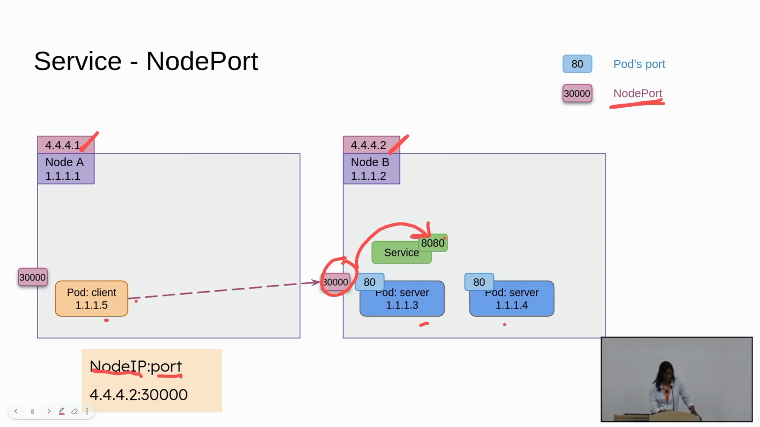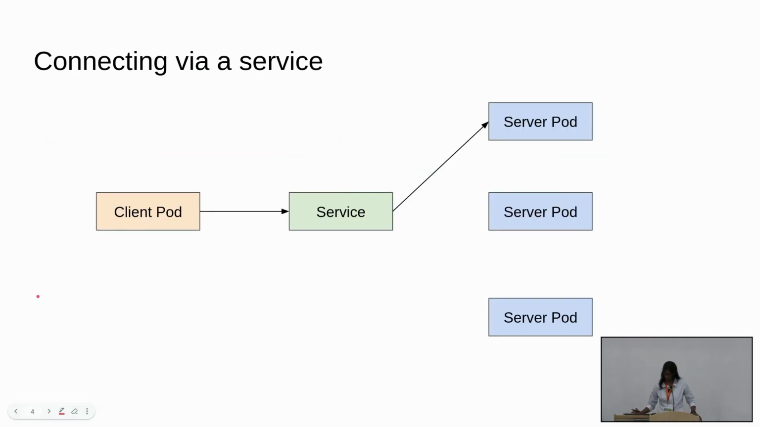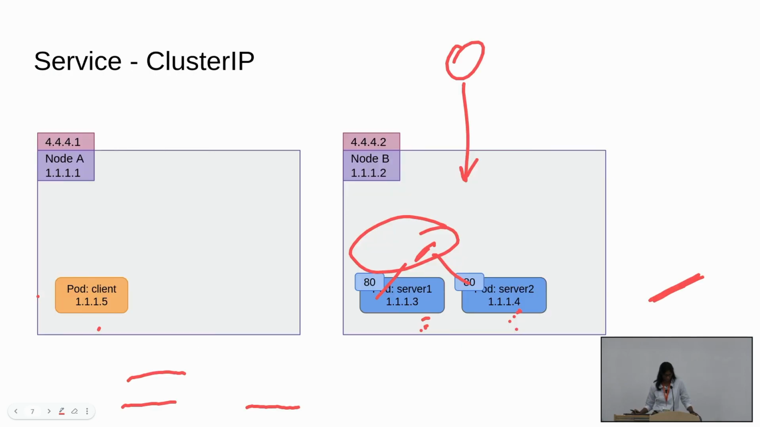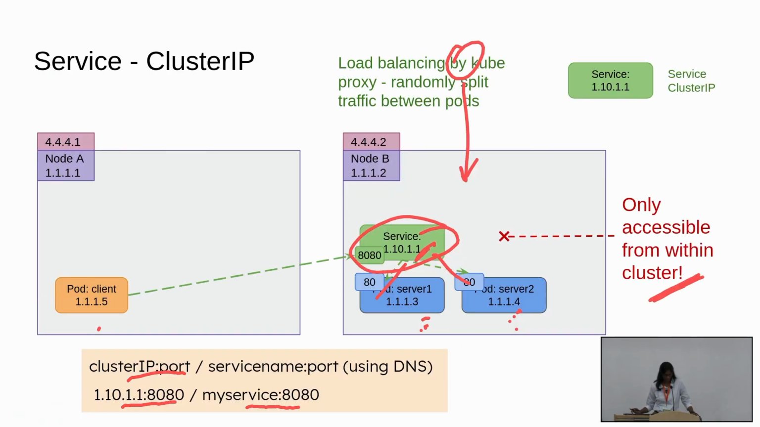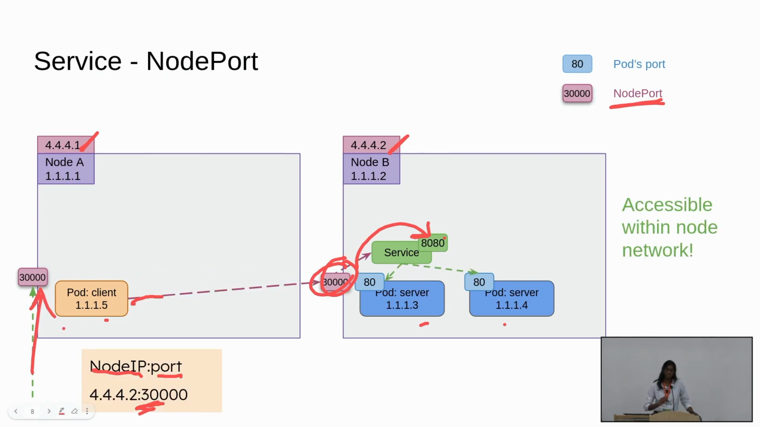So this means that a client inside can refer to this node's IP:30,000 to refer to this service, which will take care of sending it to the pod. And you can also send it from outside. You can also send it from a machine that is not a pod within this cluster, and still be able to refer to this service.